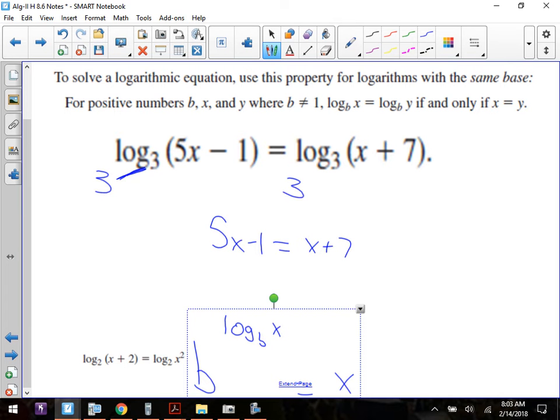By exponentiating, you undo a log. To undo an exponent, you log it. To undo a log, you exponentiate it. Okay. That's pretty neat. So add 1, subtract x, and you get 4x is 8. What's x? 2.